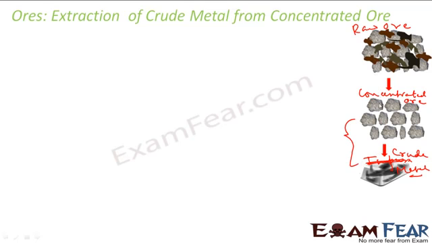We have already discussed a lot of methods to get concentrated ore from the raw ore. Now we'll try to extract the crude metal from this concentrated ore. As I told, these metals are generally reactive and they are found either in oxide or sulfide form. The concentrated ore is generally in the oxide or sulfide or sometimes carbonate form.